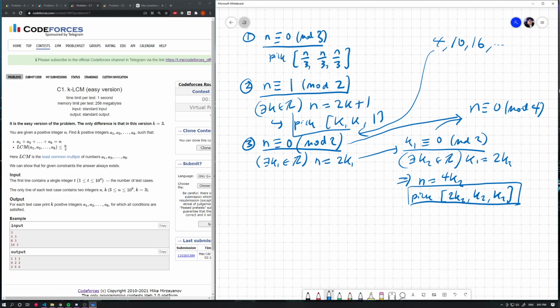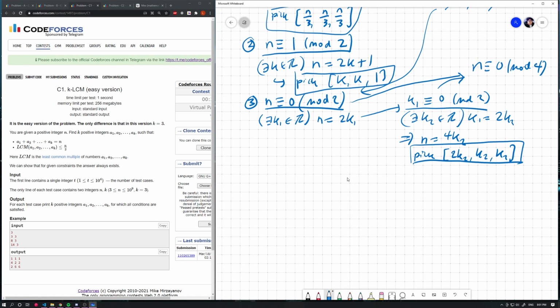And I think I'll circle these choices, right? Yeah, and so we can pick 2k2, k2, and k2 because they add up to n, and also because their LCM is 2k2, and 2k2 is exactly equal to n over 2. So we're fine there. So now the final case here is that k1 is congruent to 1 mod 2.